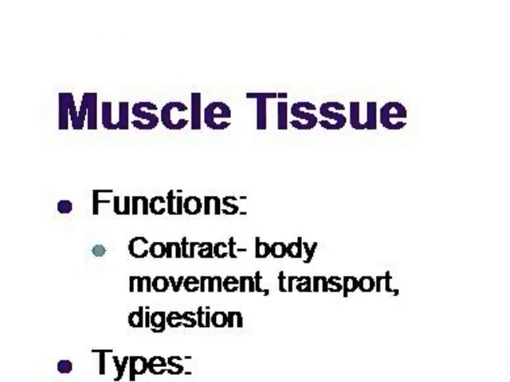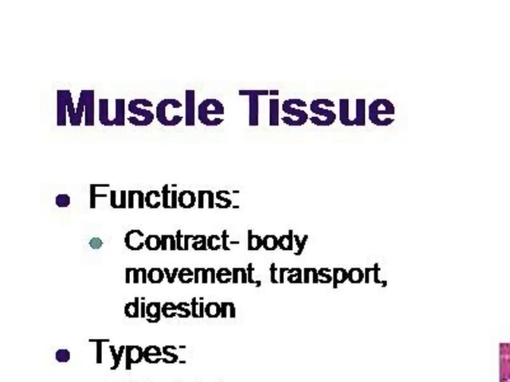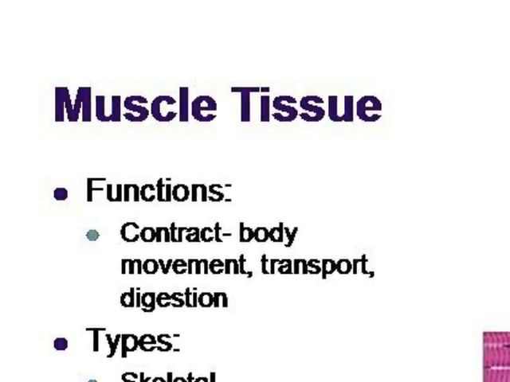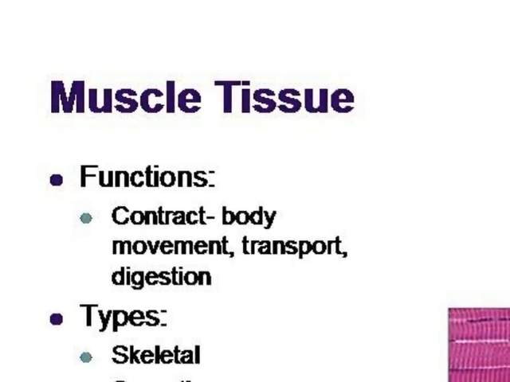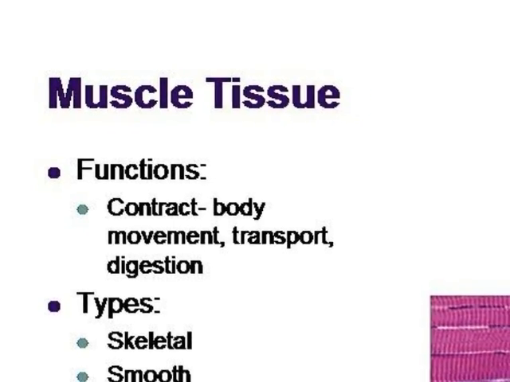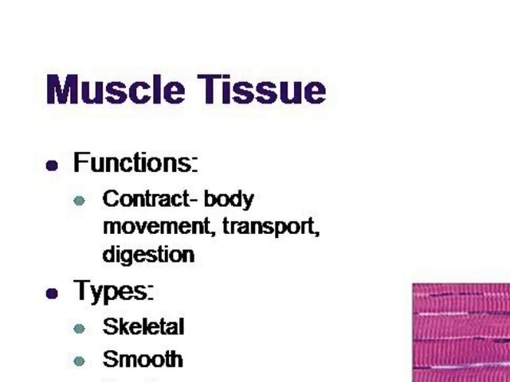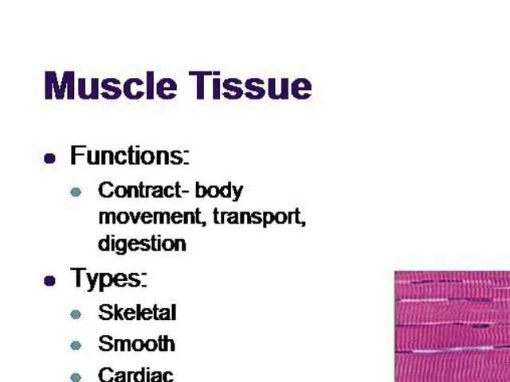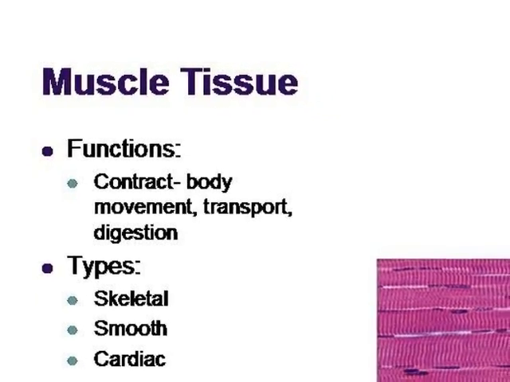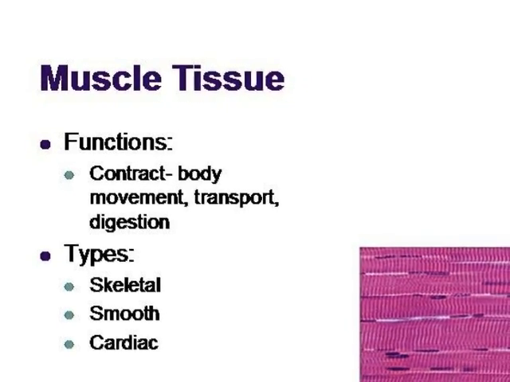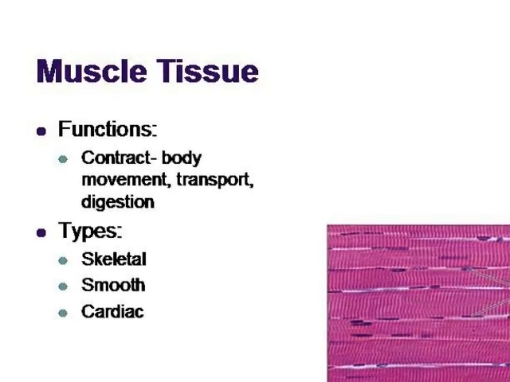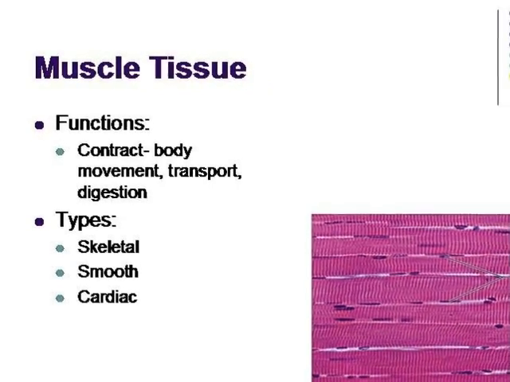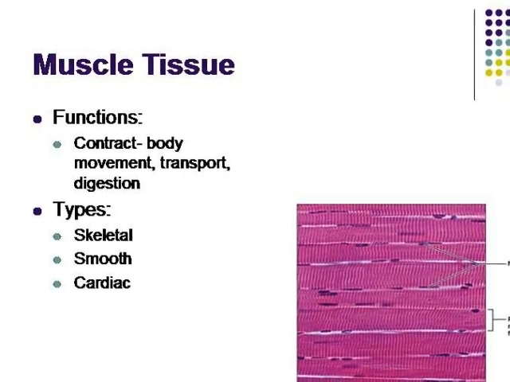The third type of tissue that we find in the body is muscle tissue. Muscle tissue's main function is to provide contractions. This can cause body movement, transport materials, and it will also aid in digestion. There are three types of muscle tissue: skeletal muscle, smooth muscle, and cardiac muscle. The picture that you see here is a sample of skeletal muscle. We will discuss muscle tissue more in depth in a later lesson.